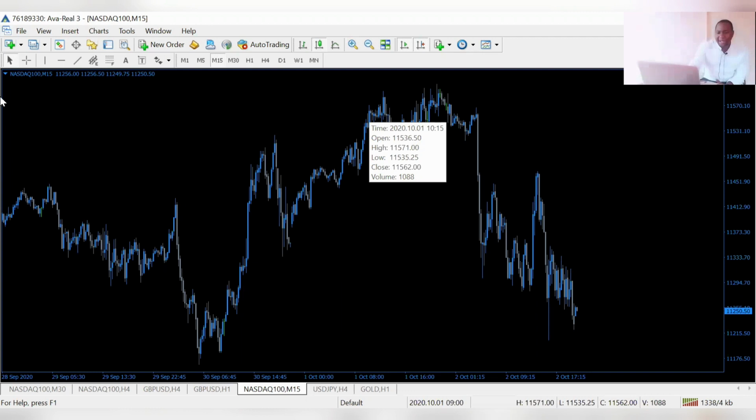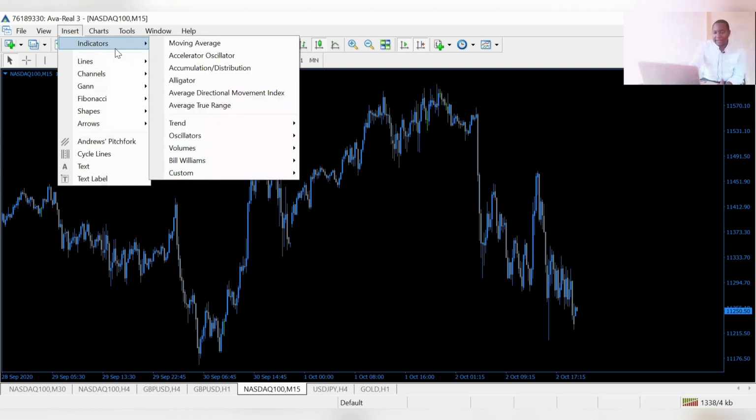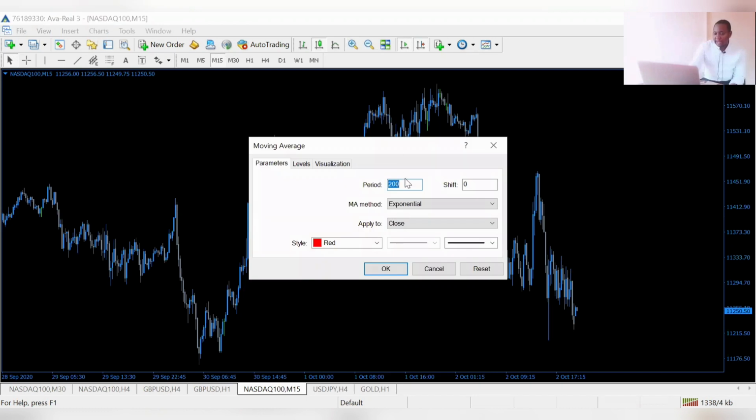So we're just gonna go to the button called insert indicators. There we go. And you want to go to where it says trend, because we're looking at how to spot the trend, right? So I'm going to go to my moving average, and as you can see already, I had already typed it in.